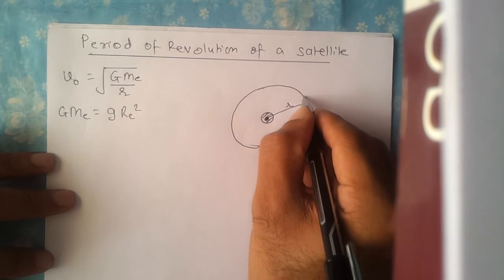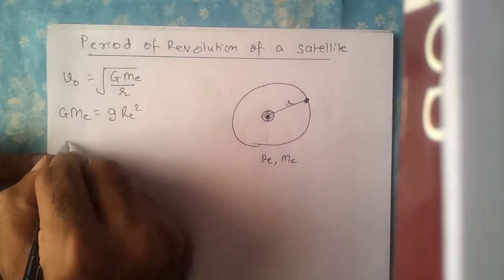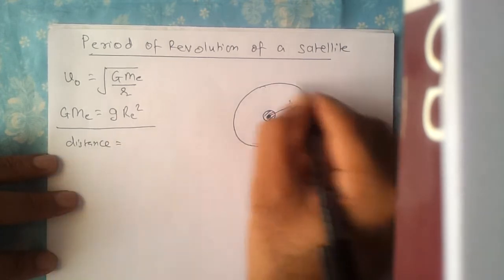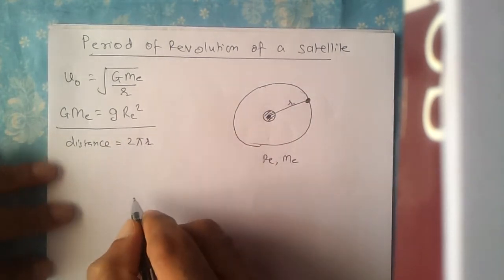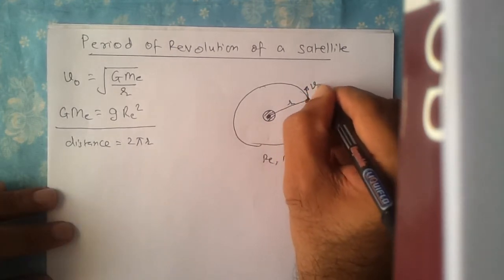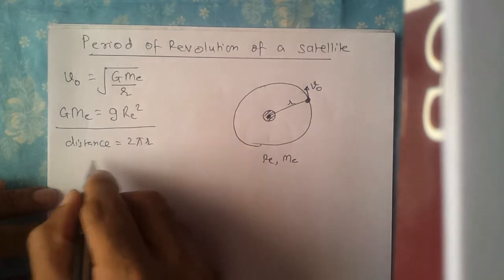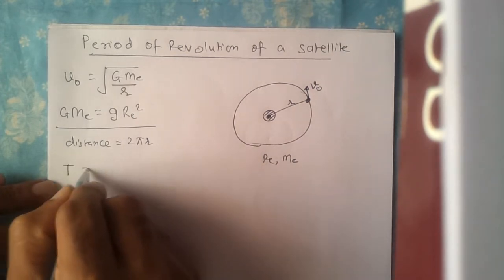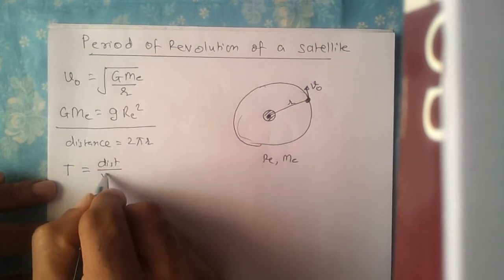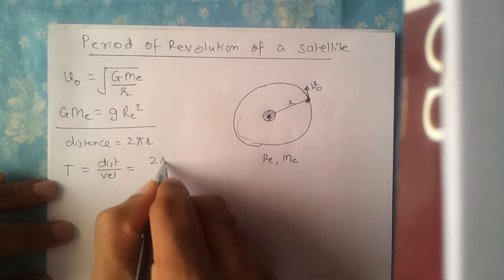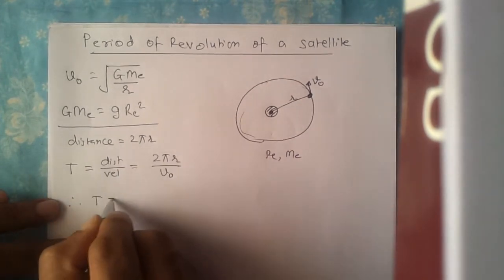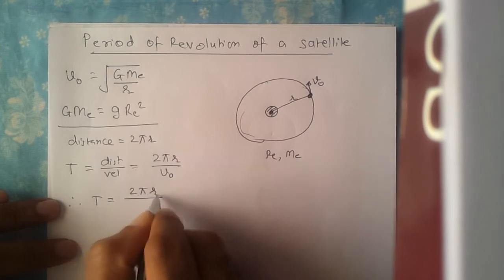That means the distance covered by the satellite in one revolution would be 2 pi r. Right? This is the circumference of the circle. The speed of the satellite we know is v0. Right? Speed is v0. Therefore, the time required to complete one revolution would be distance upon speed. Distance is 2 pi r and speed is v0. Right? Therefore, I get this expression: time period of a satellite is T = 2 pi r upon v0.